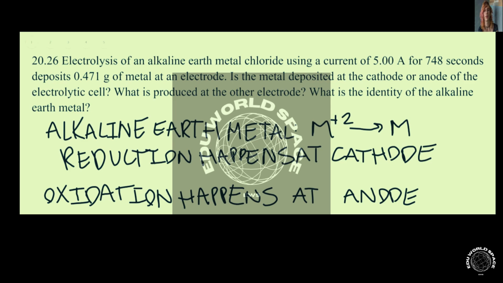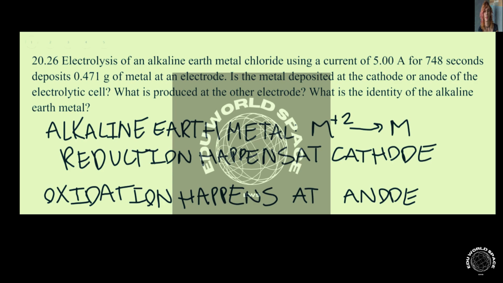So in this video, we're going to talk about question 26 from chapter 20, which says electrolysis of an alkaline earth metal chloride, using a current of 5 amperes for 746 seconds deposits 0.471 grams of metal at an electrode. Is the metal deposited at the cathode or anode of the electrolytic cell? What is produced at the other electrode? What is the identity of the alkaline earth metal?